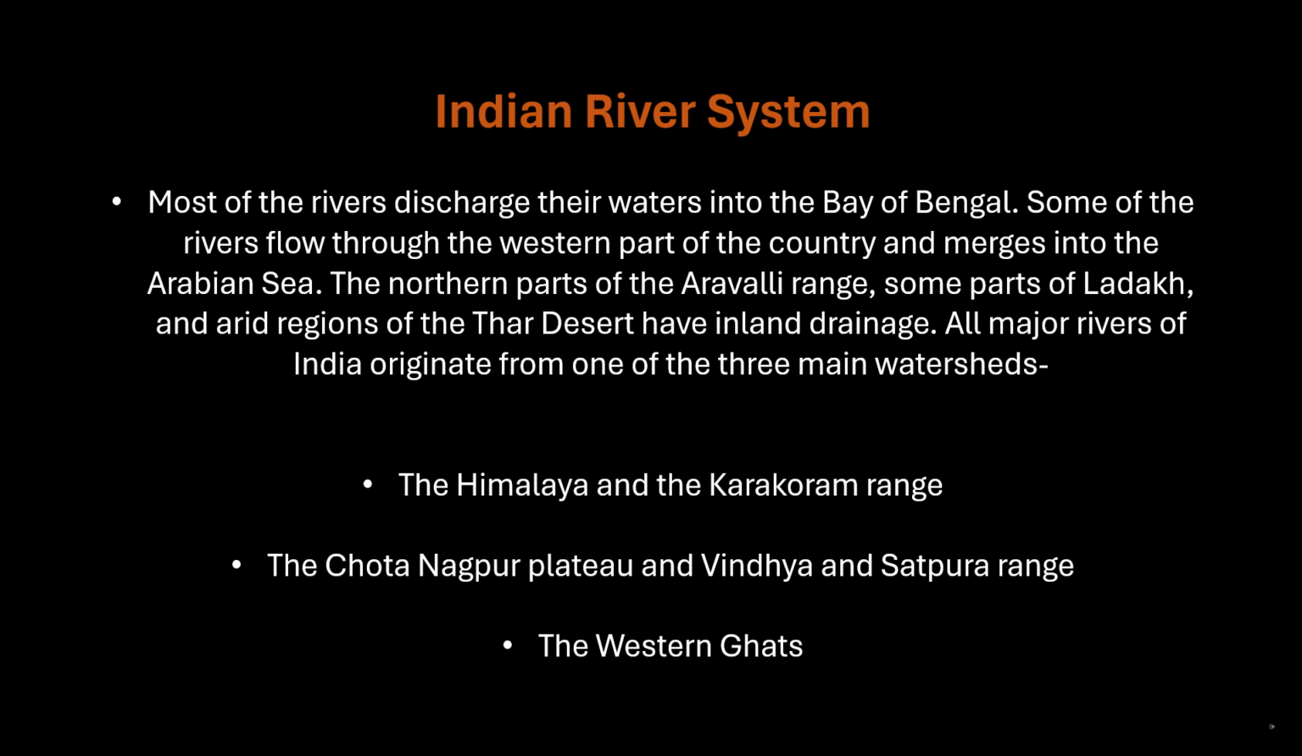Drainage system of India. Indian river system. Most of the rivers discharge their waters into the Bay of Bengal. Some of the rivers flow through the western part of the country and merge into the Arabian Sea.